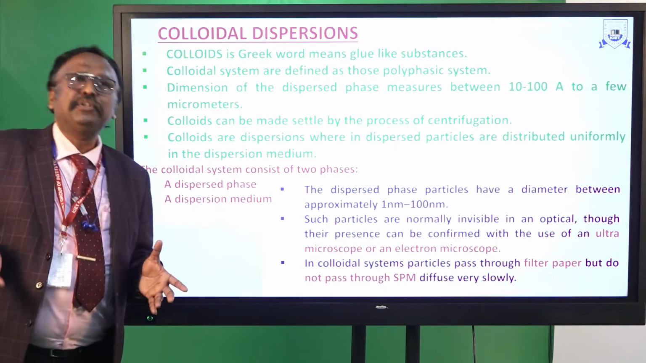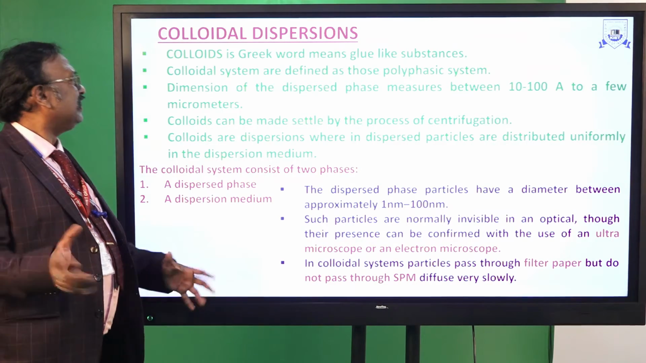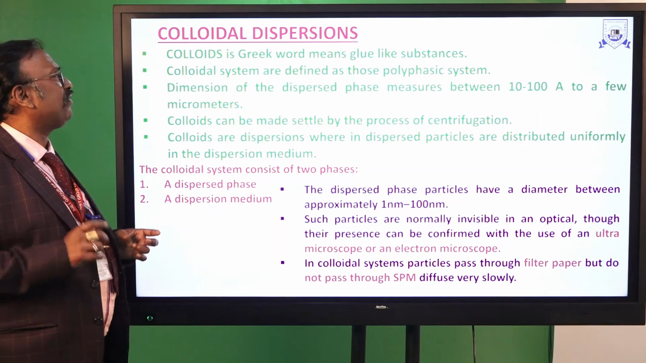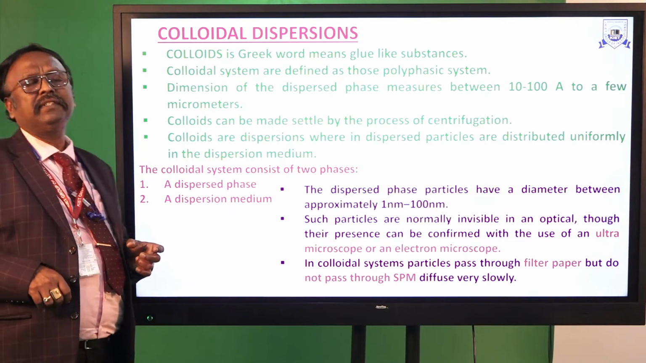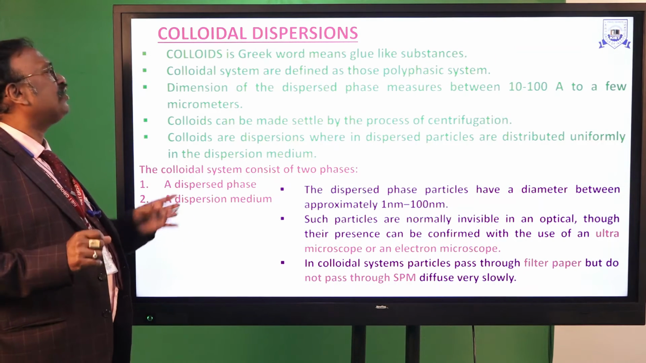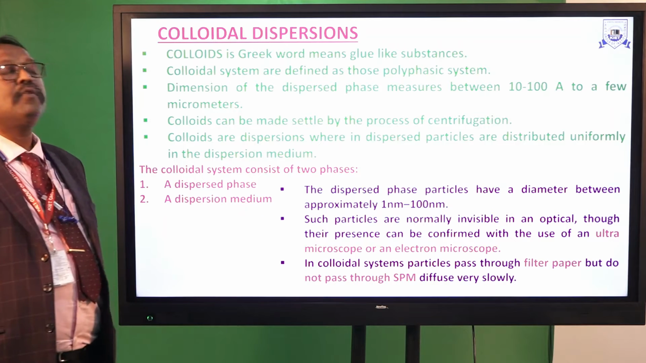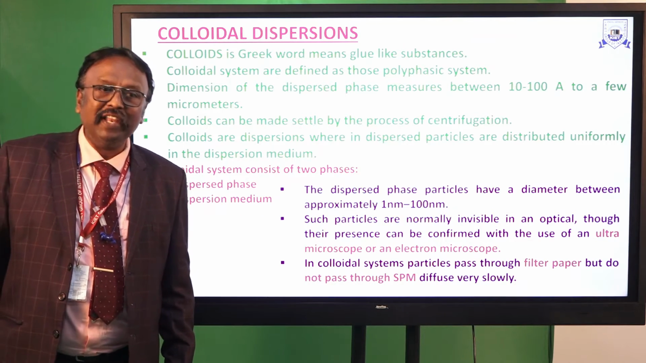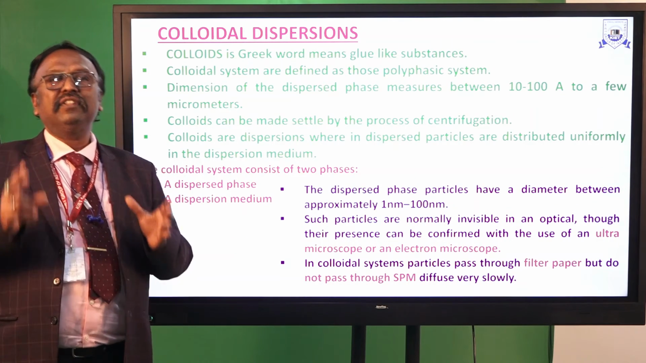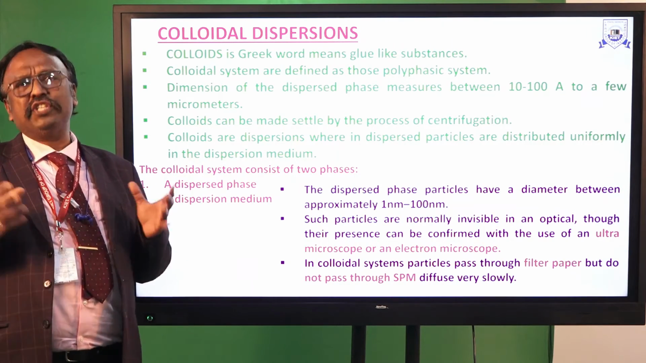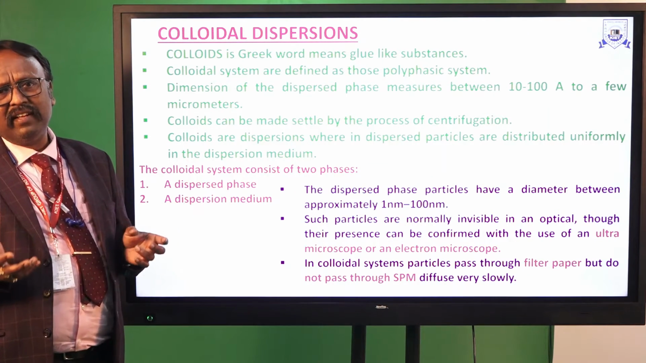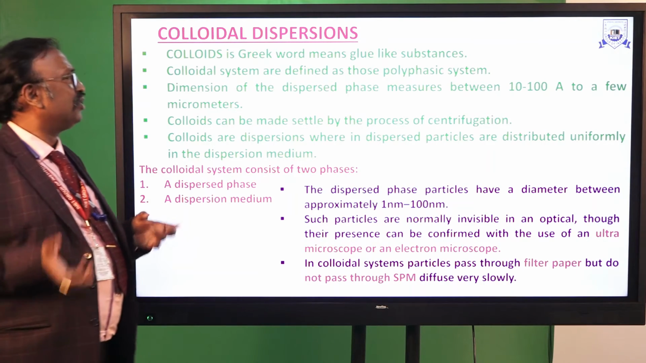As far as colloidal dispersions are considered, colloid is a Greek word which means glue-like substance. Glue-like substance means a gummy-like substance. These colloidal systems are defined as polyphasic systems. That means in this dispersion there are two phases: one is the dispersed phase, another one is the dispersion medium.